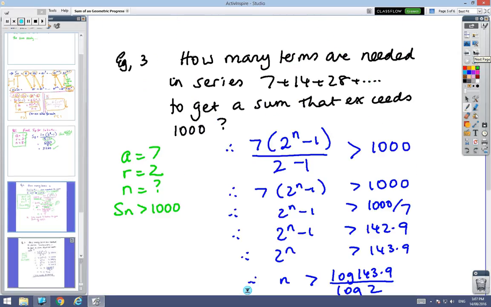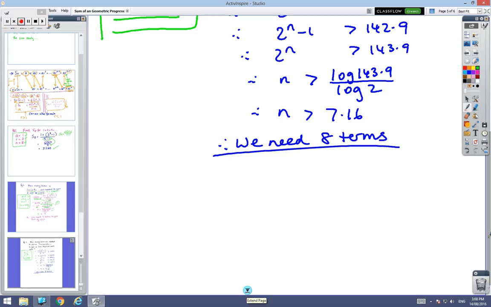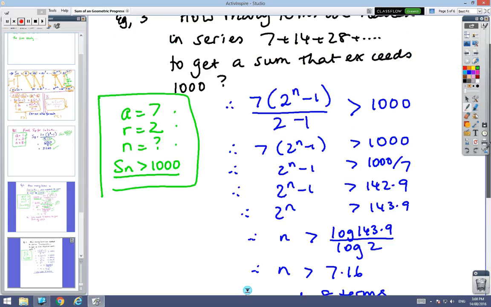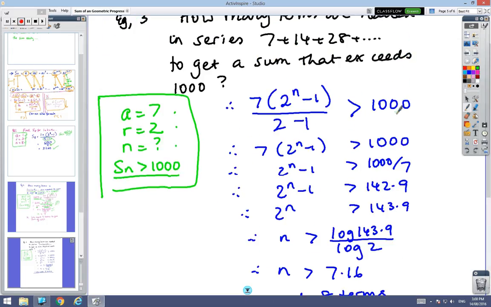Okay, last example. How many terms are needed in the series 7 plus 14 plus 28 plus ... to get a sum that exceeds 1,000? So in the legend, we've got a is 7, r is 2. We don't know what n is, but rather than the sum being a number, it's greater than a number. So I'm just going to set it up a little bit differently. Rather than having the sum out the front, I'm going to put the sum out the back, and we have to have it greater than 1,000. So 2 minus 1 is 1, so that means that number just disappears.